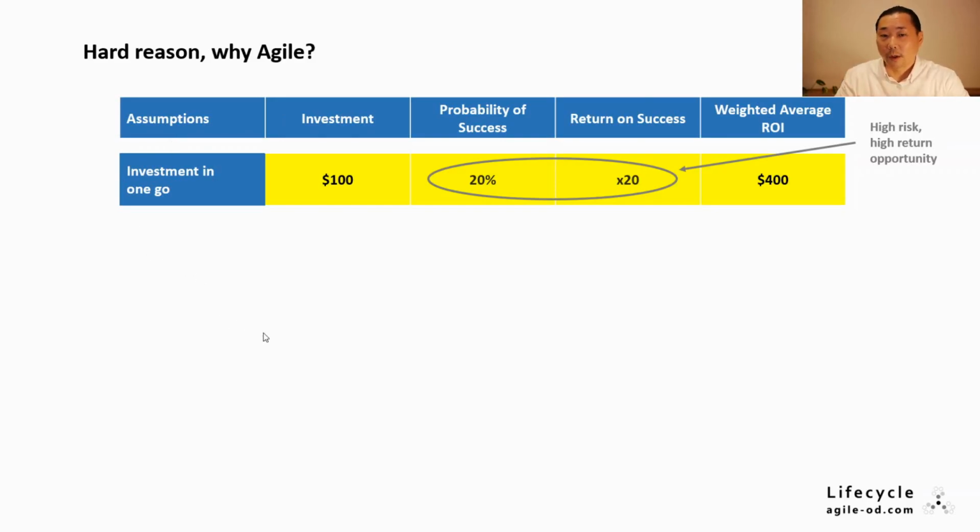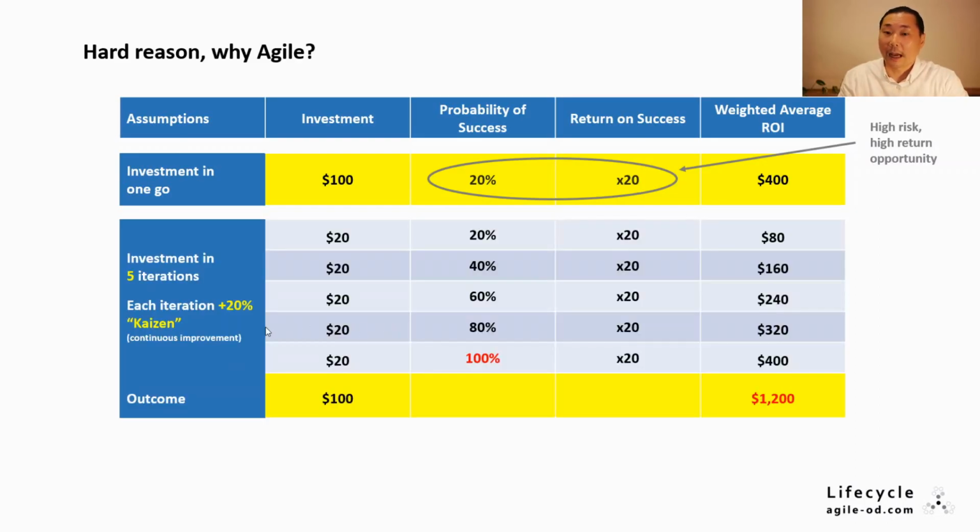Let's look at the scenario where we invest in an incremental, agile way. So we invest in 5 goes, $20 each, and every iteration we see continuous improvement that contributes to an increased probability of success, say at a rate of 20%. These are hard assumptions, but not necessarily untrue from reality. As a startup, if we spend money wisely in increments to build, measure, learn with MVP, every iteration we are likely going to get closer to product market fit.